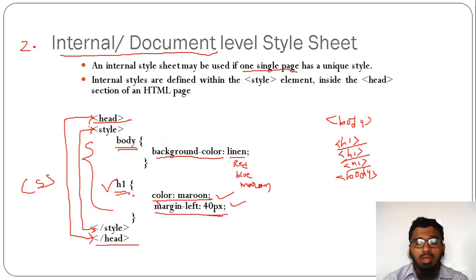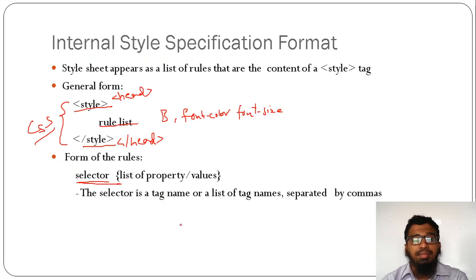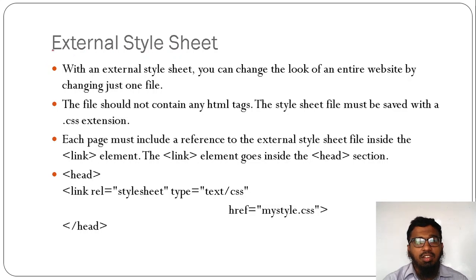by the comma. For example, if I want to give this same color to P also, P comma H1. So if you want, P comma H1, then P as well as H1 will have the same properties and same values. Okay, so that is the internal style sheet specification format. The next one is the external style sheet.